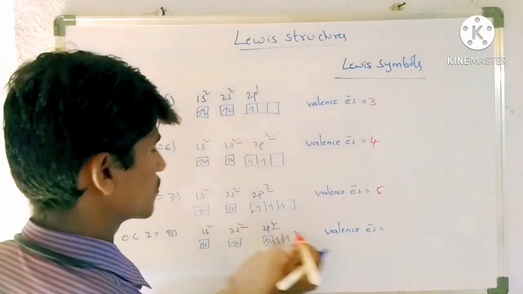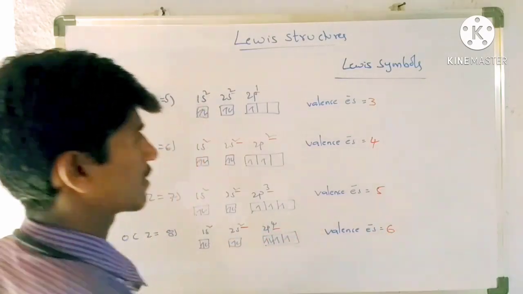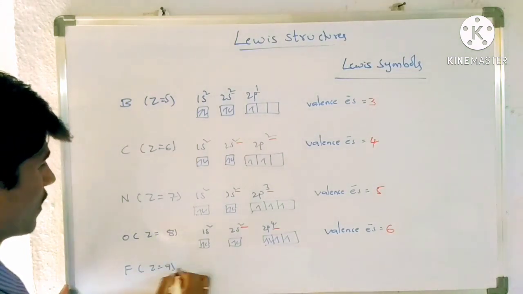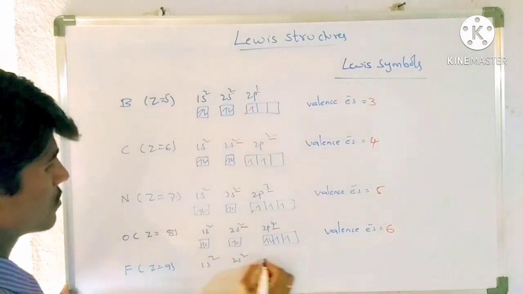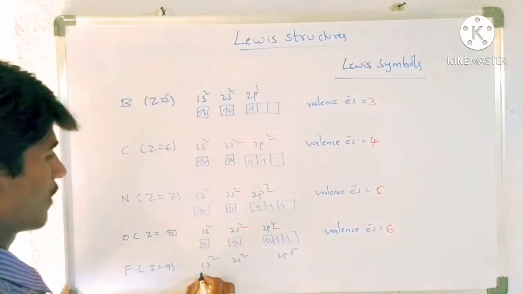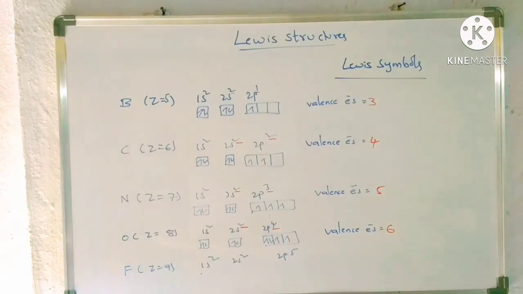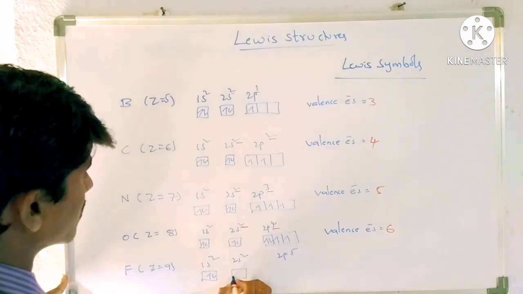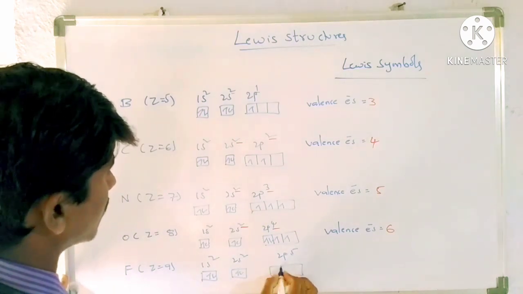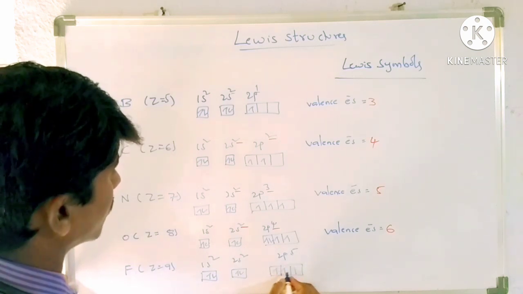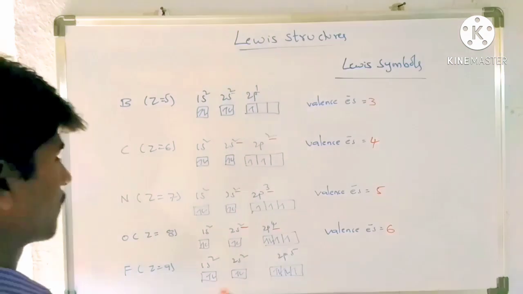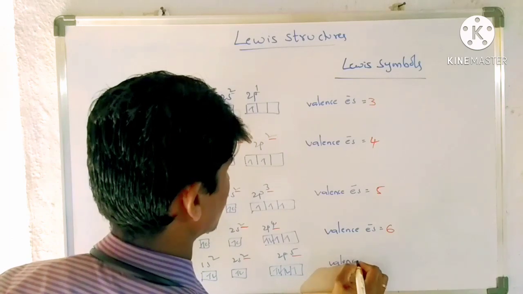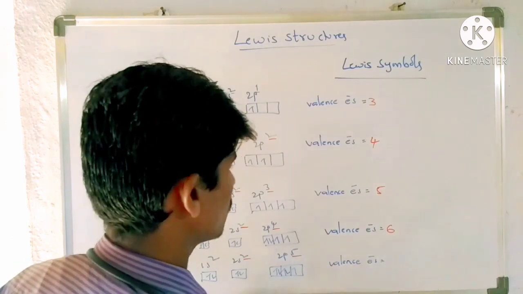So 4 plus 2, 2 plus 4, that is 6 valence electrons. Next, coming to fluorine, Z is equal to 9, 1s2, 2s2, 2p5. Now how many valence electrons are there? Valence orbit is the second orbit. Valence electrons are 7, that is 2 plus 5, so valence electrons equal 7.